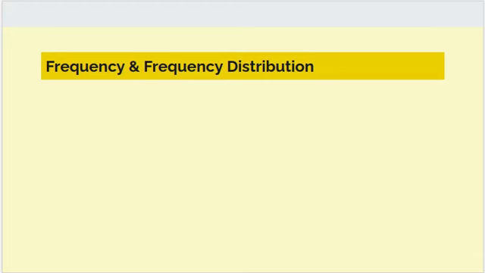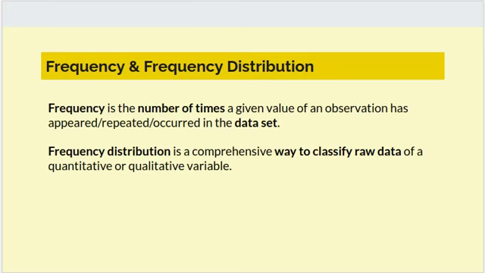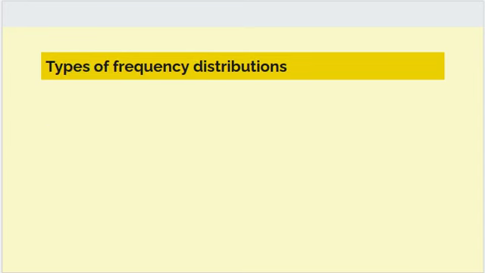So firstly, what is frequency and frequency distribution? Frequency means, from the meaning itself, the number of times a particular value occurs in the data set. Whereas frequency distribution means we are trying to classify the raw data into groups. And moving to the next, what are the types of frequency distribution?